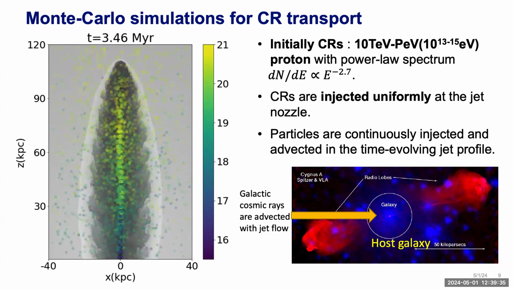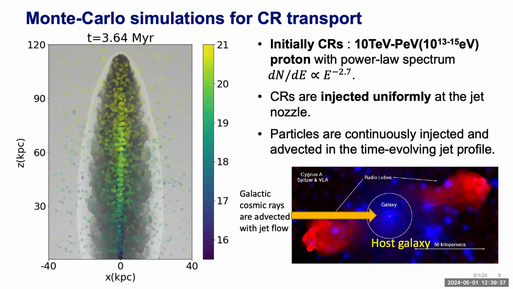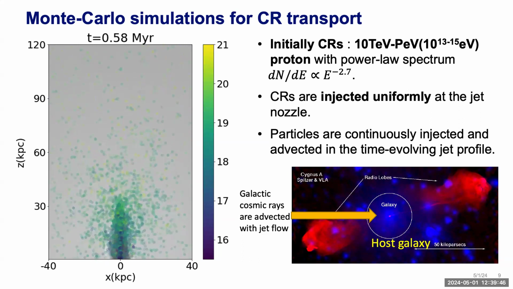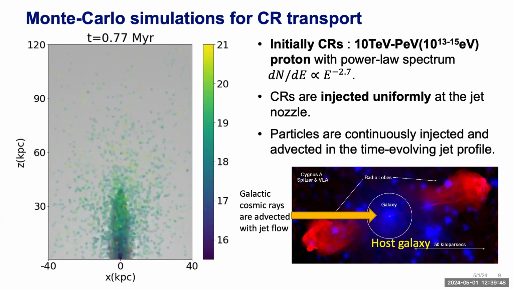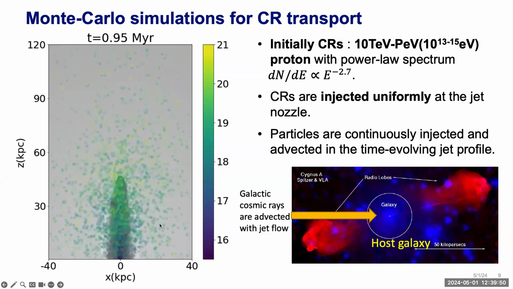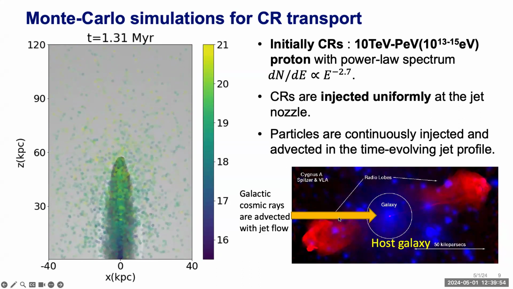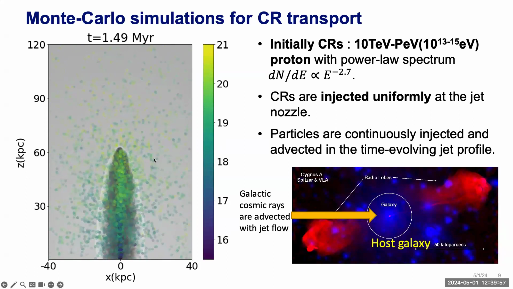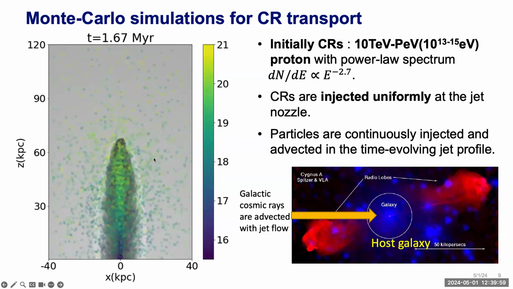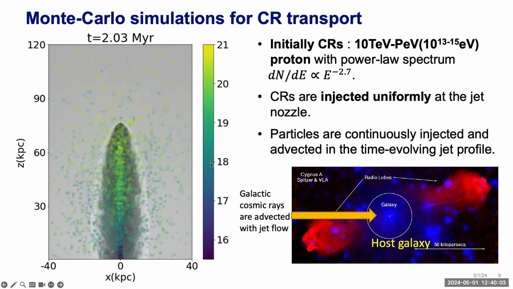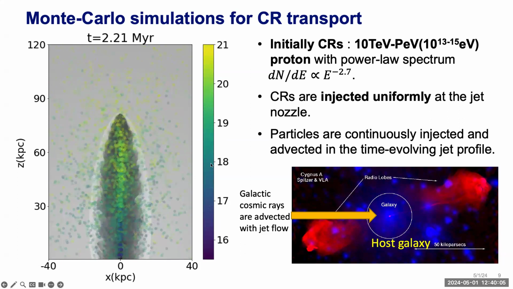So the initial cosmic ray distribution is following the galactic cosmic ray distribution. And this is the animation of how we simulate this problem. So you can see the time evolution in the background. There's a jet flow, and these circles are the cosmic ray particles. And the color indicates the log scale energy.